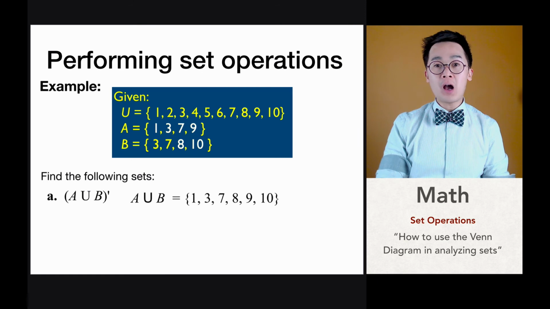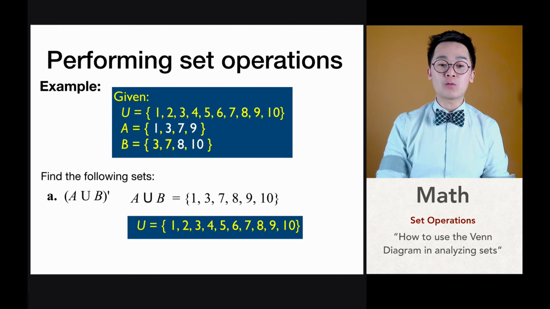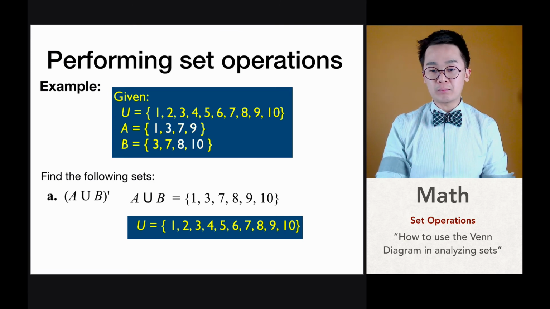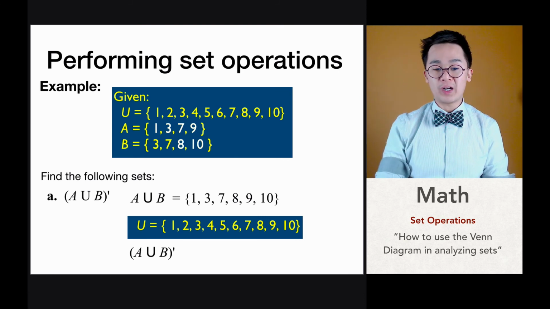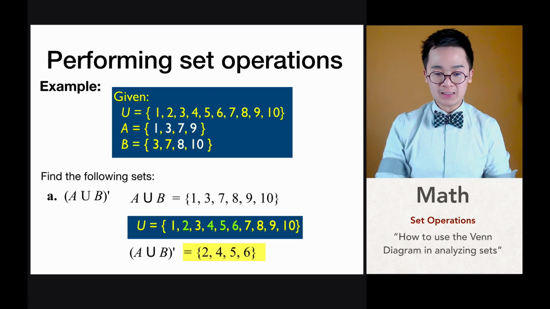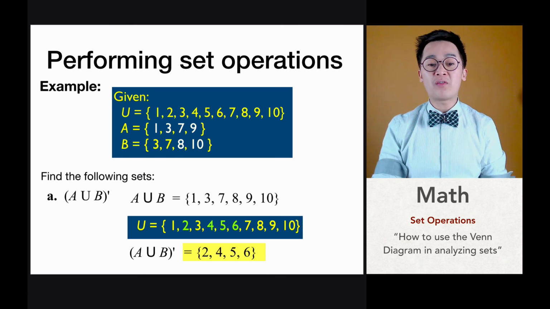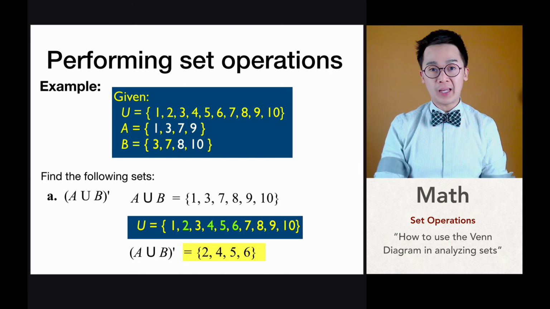However, we're looking for the complement of A union B. So going back to the universal set, which is 1 through 10, we're just going to include all the numbers that are not found inside A union B. So that means the complement of A union B would be any number except those in the first set of operation, and they are 2, 4, 5, and 6. So the complement of A union B is going to be 2, 4, 5, and 6. So this is an example of how we perform set operations involving a universal set.